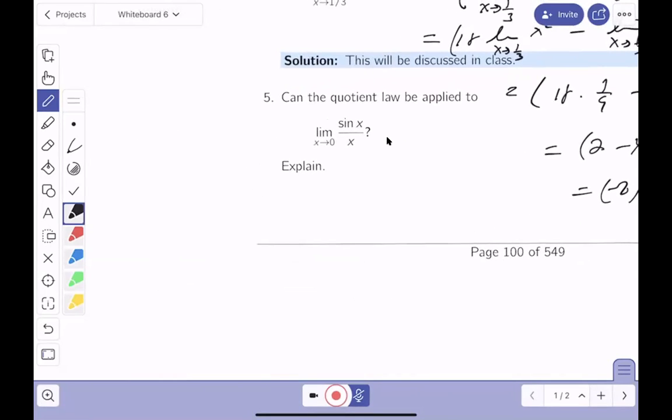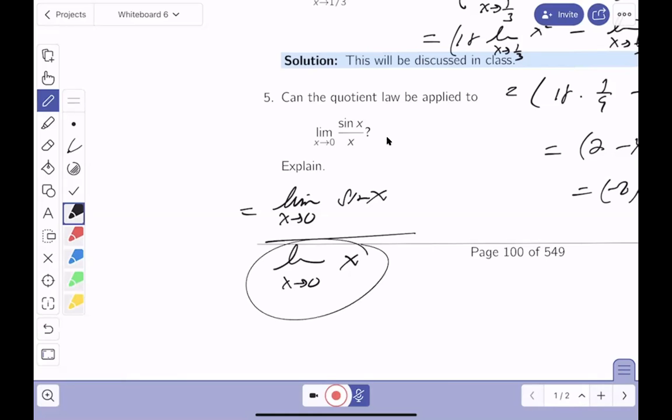This one says, can the quotient law be applied? I don't know. Let's try it. So would it be the limit as x goes to 0 of sine x, over the limit as x goes to 0 of x. Well, that's trouble, isn't it? I'll tell you why it's trouble. The limit of the bottom is 0. So I can't use this. And why can't I use it? It's because the limit of the bottom is 0. I can't do it. There's got to be another technique here.